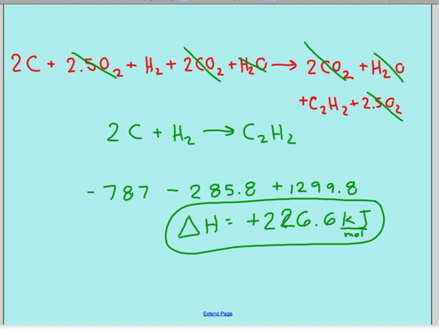So here I just have everything written out. I have everything that was on my reactant side, everything that was on my product side, and what I did is I crossed stuff out that was the same. And you can see here that I do get my same reaction, which is good, because if I don't get that, that means I didn't do the Hess's law problem right. And then what I did is I used those delta H's from my new equations, and I found out that this is an endothermic reaction, and it's plus 226.6 kilojoules per mole to make some acetylene.